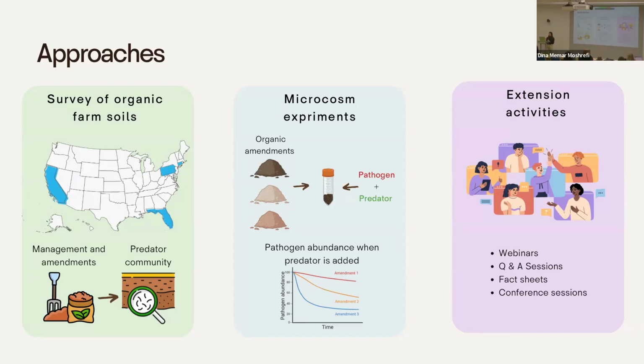suppress disease of plants. And then we'll engage in several extension activities like webinars, Q&A, writing some fact sheets so that we can communicate the results of this research and any important findings for management to the growers so that we are actually putting into practice what we learned through this research.